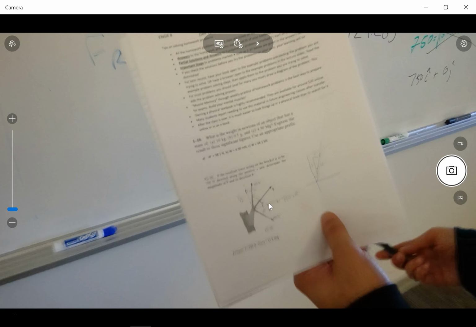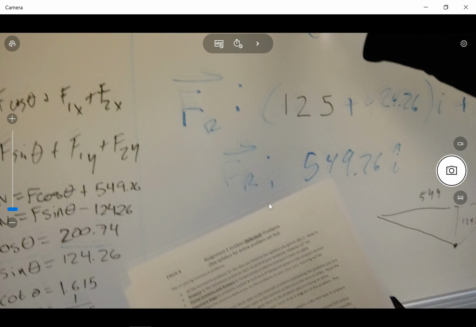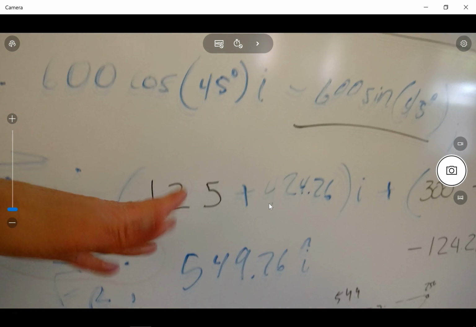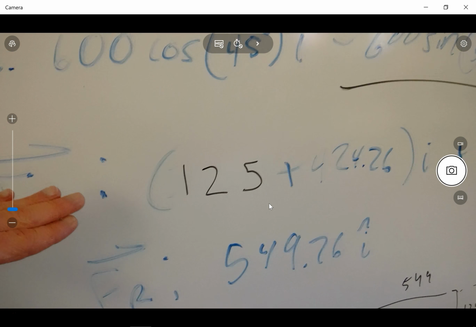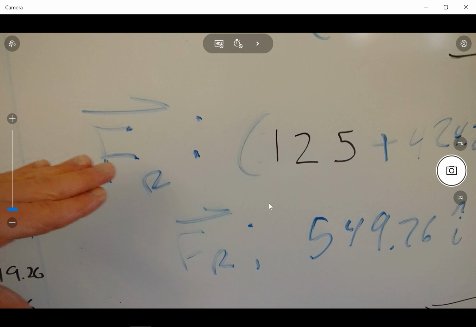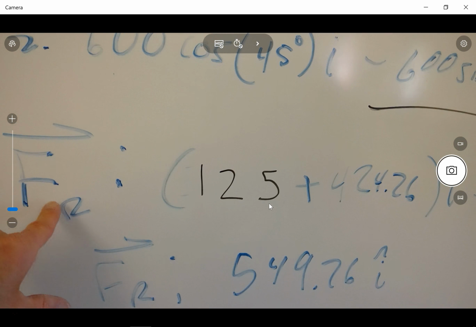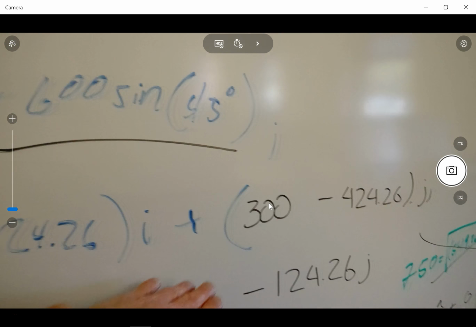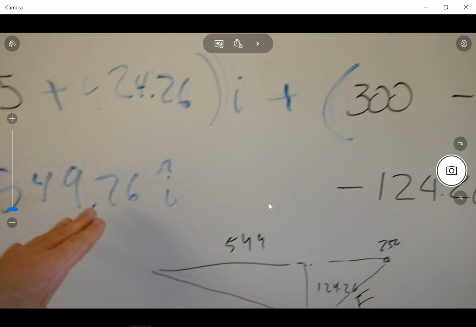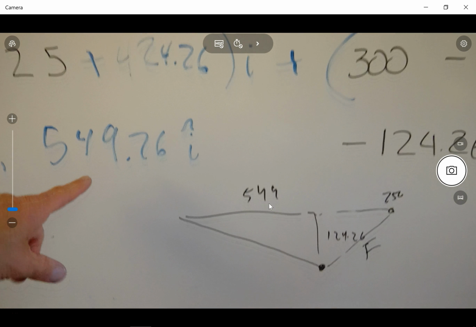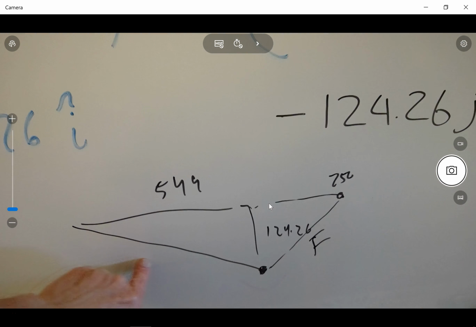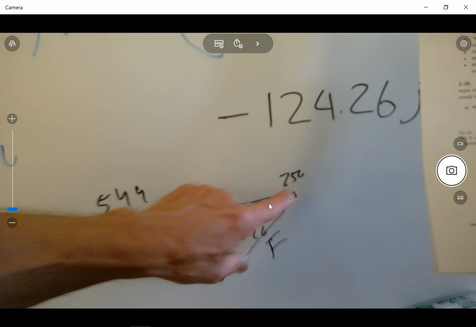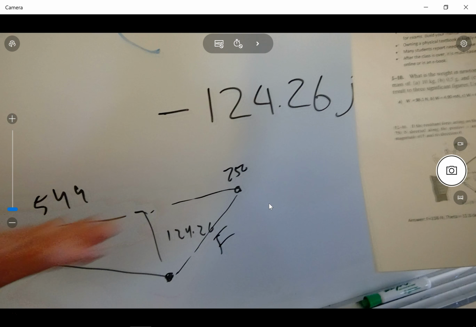So what was the next approach after we found F1 and F2? Well, what Jose originally did was automatically calculate FR. But this is not really the total resultant. This is FR for just 1 and 2. He added this together, he added that together, and got this. That's interesting, but it's not going to be your answer. It's sort of this vector right here. But we needed to add F to it to get to 750, going straight horizontal.